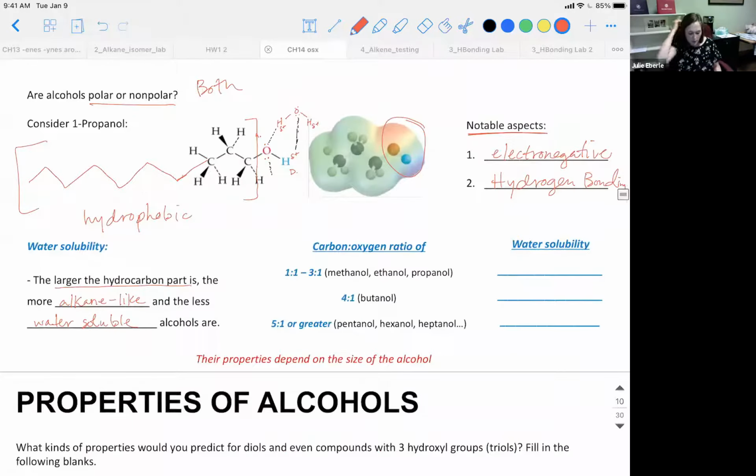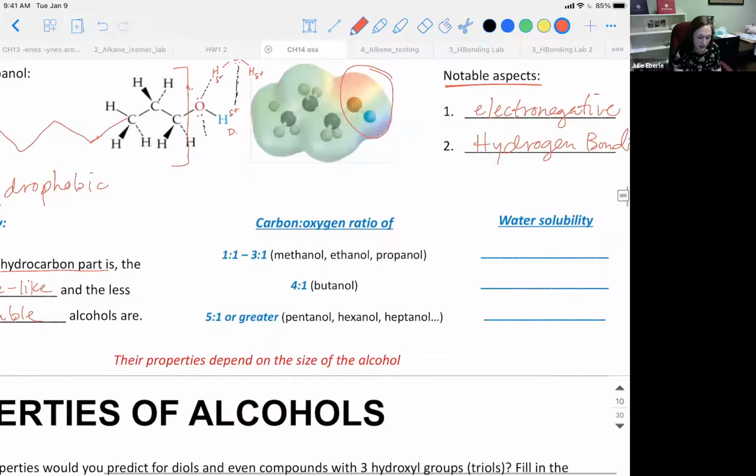But how do we know where the cutoffs are? Like, is it going to be water soluble if there's only 3 carbons, or is it 5 carbons, or if there's 12 carbons? How do we know when it is water soluble and when it isn't? Well, there is kind of a ratio we can judge by.